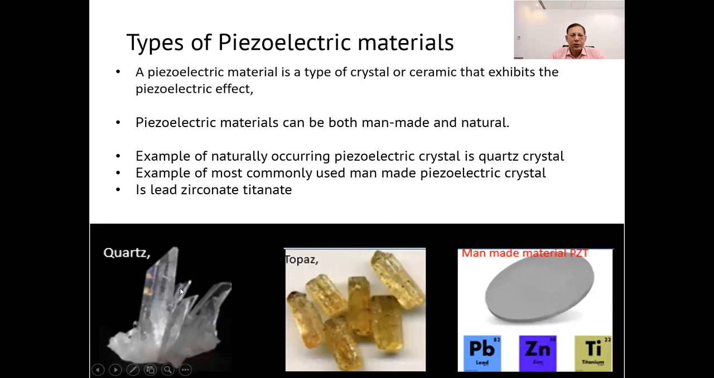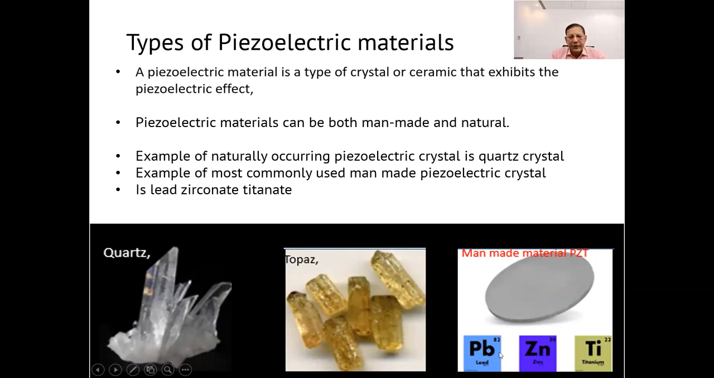There are different types of piezoelectric materials, both natural and man-made. The most well-known, and also the first piezoelectric material used, is the quartz crystal. Other less commonly used natural piezoelectric materials include topaz, tourmaline, etc. Man-made piezoelectric materials include PZT, short for lead zirconate titanate, which is made by combining lead and zirconium with a compound called titanate. Less commonly used man-made materials are barium titanate and lithium niobate.